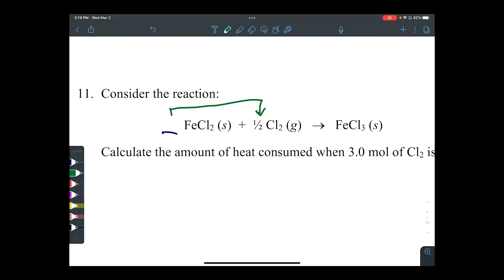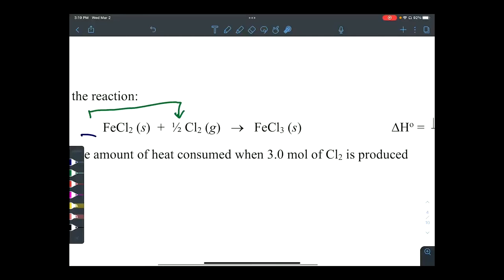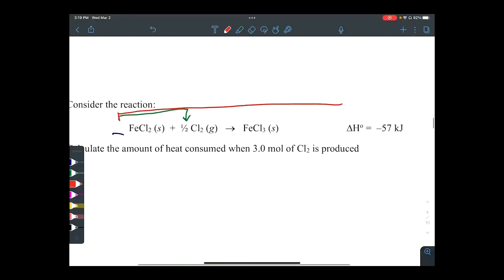So the only thing we do is now use that heat term, right? So instead of saying 1 mole of this is half a mole of this, I can say 1 mole of that is this much heat. If I react 1 mole of iron 2 chloride, I will get 57 kilojoules of heat out. Exothermic. So the sign just tells me the direction it goes.